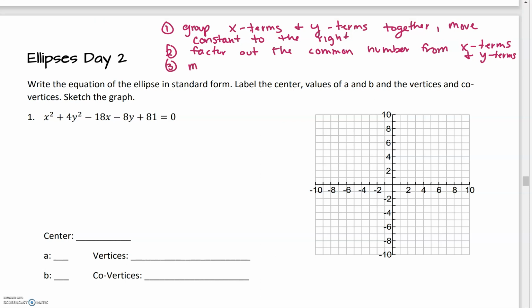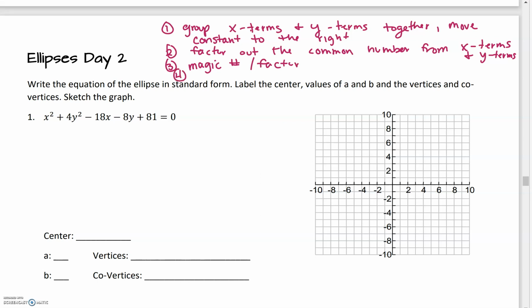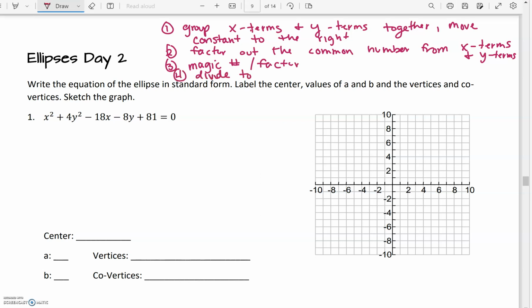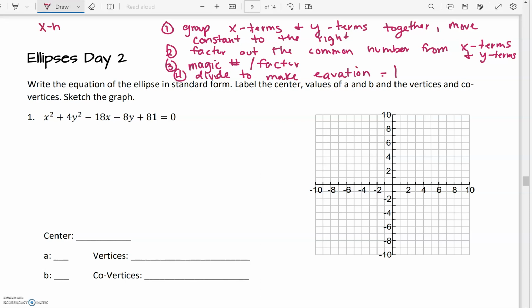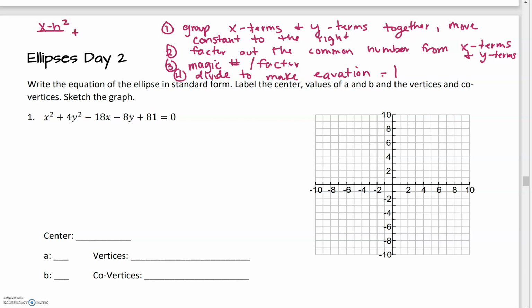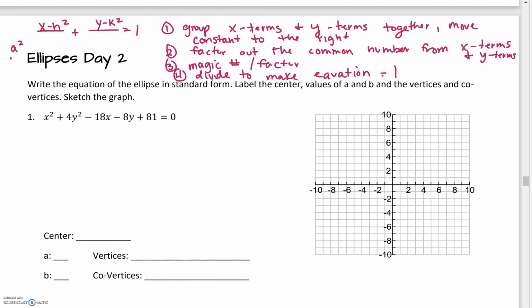And then we're going to use our magic number and factor. And then we're going to divide to make the equation equal to 1. Or sorry, equal to 1. 0 on the brain. So we are going to have it in that form of x minus h squared over, and remember that our a squared is bigger.